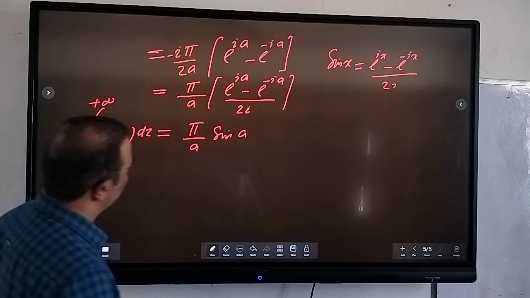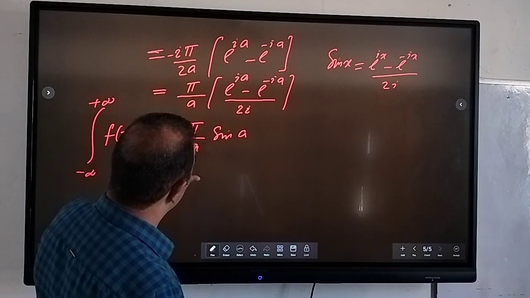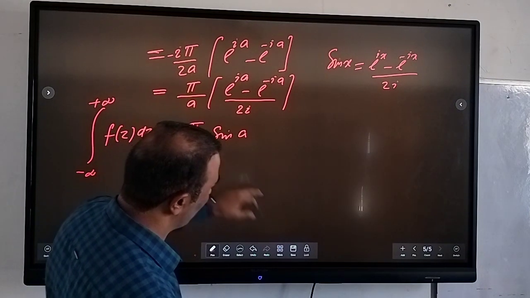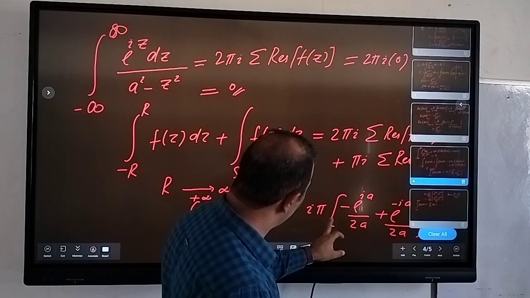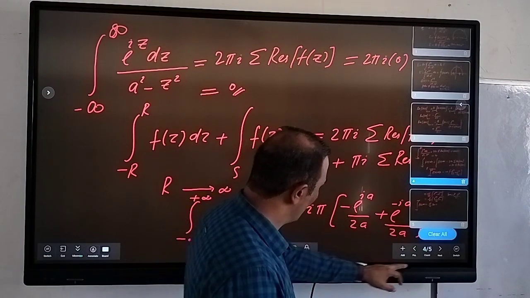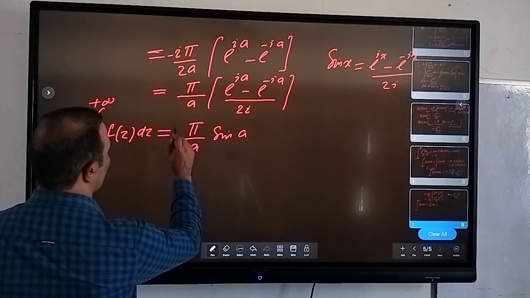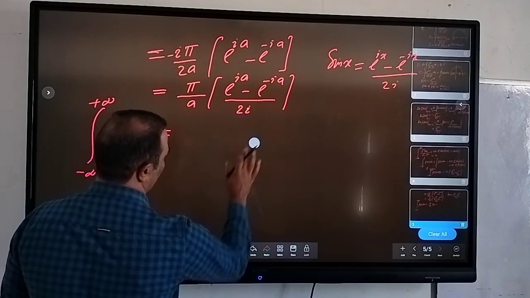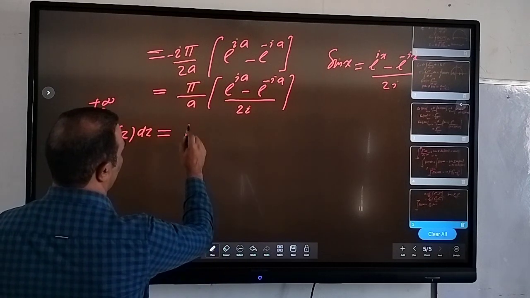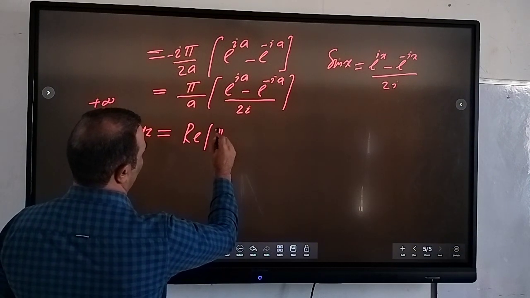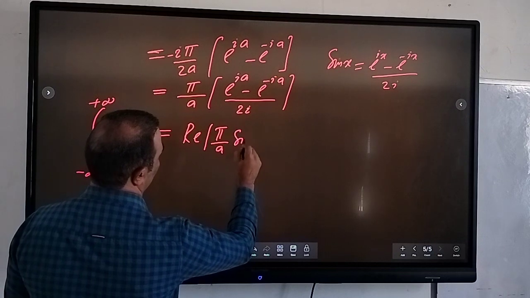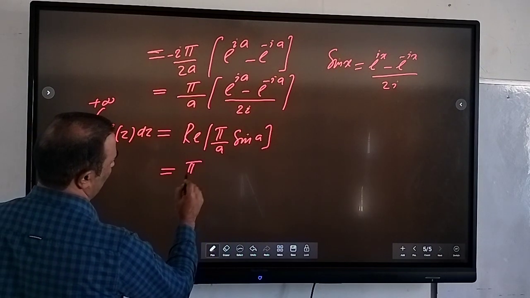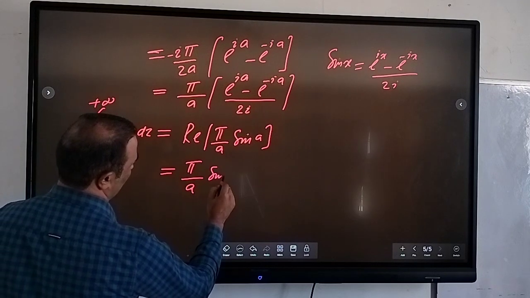So if we check that, we need to take the real value of this, because when you compute the residue, what you have to do here is take its real value, right? So what will the real value of this be? So that means you take it and put it like this. So let me write one more step: I can put this as the real value of that, pi by a, so that's equal to pi by a sin of a.